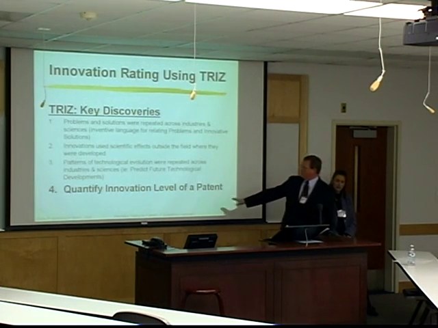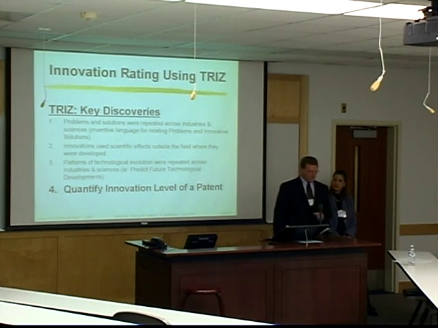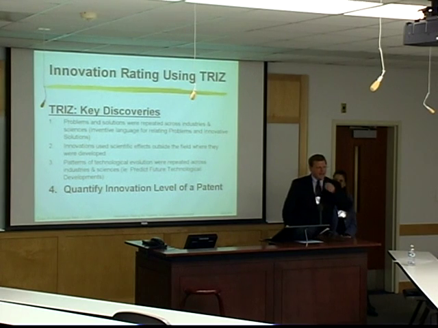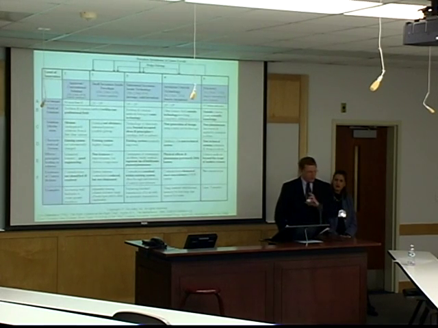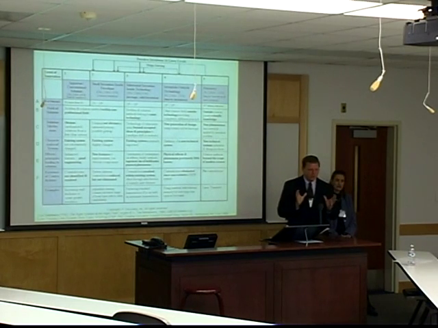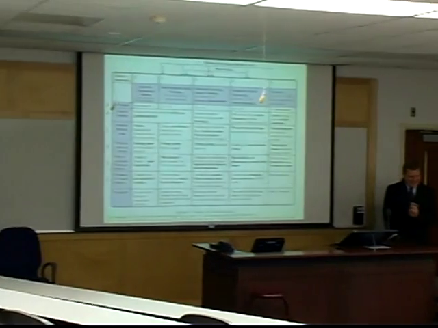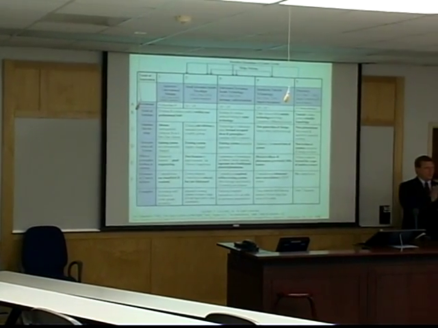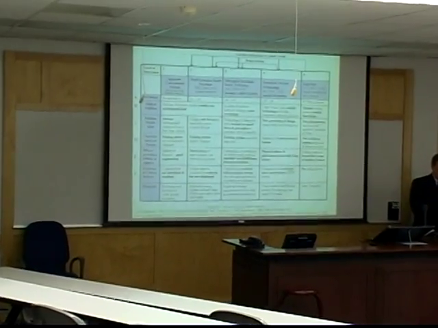And what I want to spend a little more time on is to quantify the innovation level of a patent. That's really where we're going to focus today. And Ina has done some wonderful work there in how you go through and quantify the level of innovation in a patent. And this chart, I know it's difficult for you to read, but conceptually, let me share with you what's happening here. Altshuler gave an innovation level rating from 1 to 5 for the level of innovation of a patent.